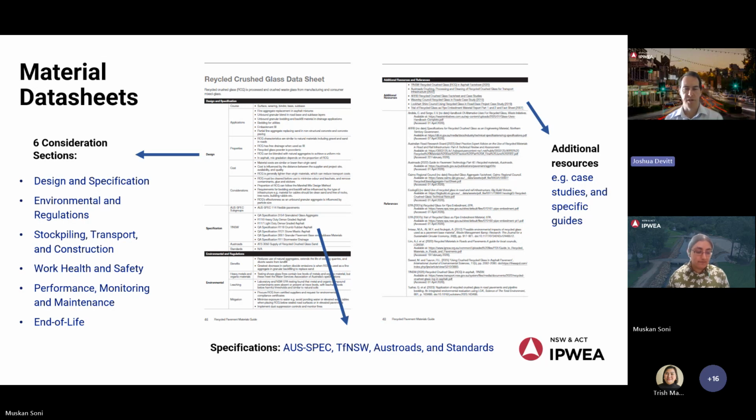Okay, and then we move into the material data sheet. So there's an overview of one of the data sheets there. This is obviously on recycled crushed glass. We'll run through this in a bit more detail over the next few slides, but there are 6 sections on each of the data sheets: design and spec, enviro and reg, stockpiling, transport and construction, work health and safety, performance monitoring, and end of life. That's the 6 considerations we just worked through in the slides, really summarising the information for each of these materials into a really handy 3 to 4 page technical document that you can just pull out of this guide, and we'll be making it available as a separate PDF.